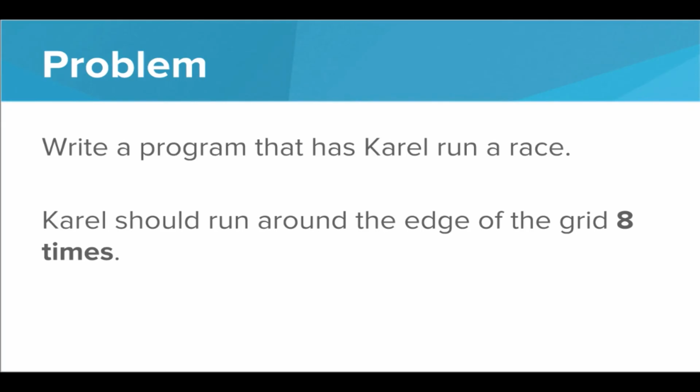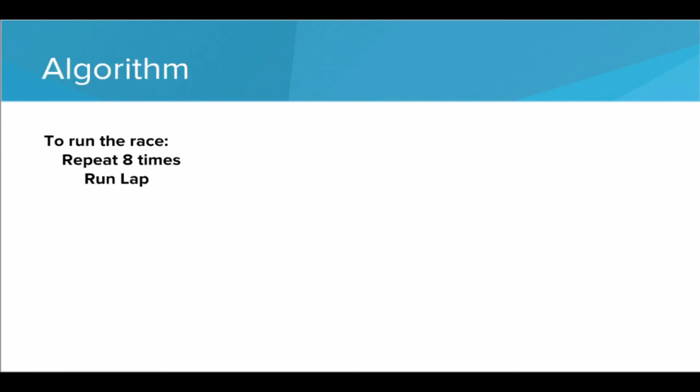That is our problem. So how can we make an algorithm that has Karel run around the edge of the grid 8 times? Well, first let's write it out in English. To run the race, we want to repeat the following 8 times. Run a lap. Boom. Done. But run lap isn't defined, so we actually have to go in and define that, top-down design. So to run one lap, repeat the following 4 times. Run a single side, and then turn left.